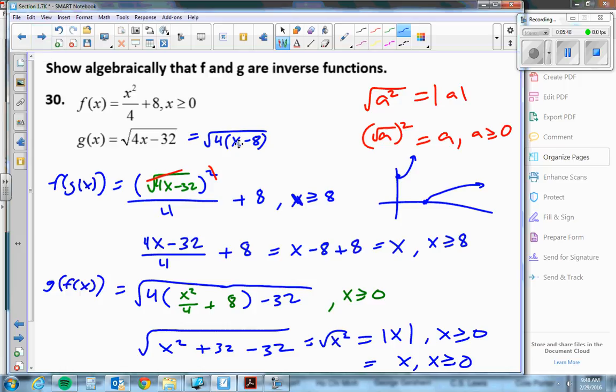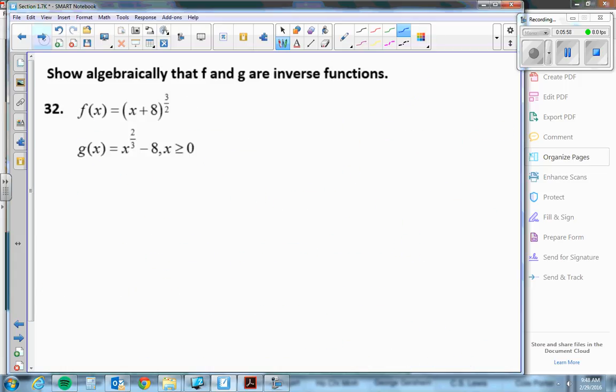And I have to say again, the tricky part is knowing how the restrictions were necessary for the algebra to work out like they did. Okay? Because they change it. All right.